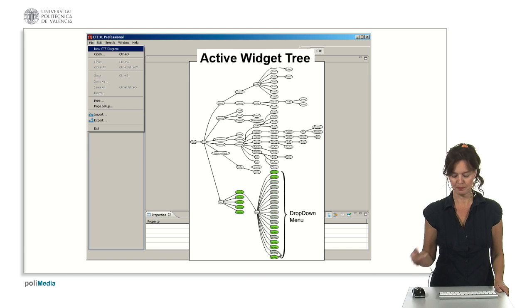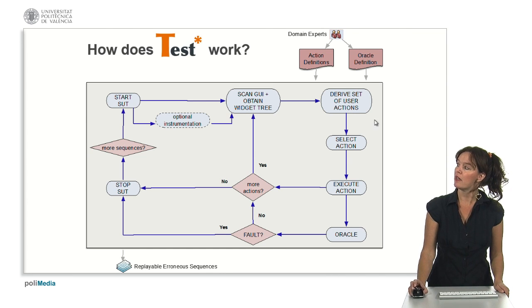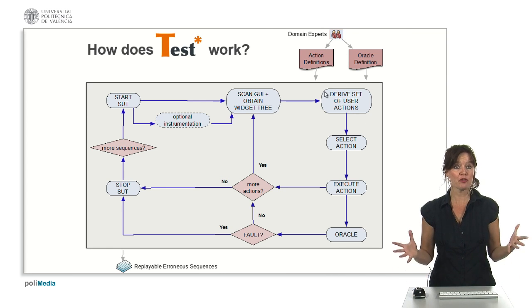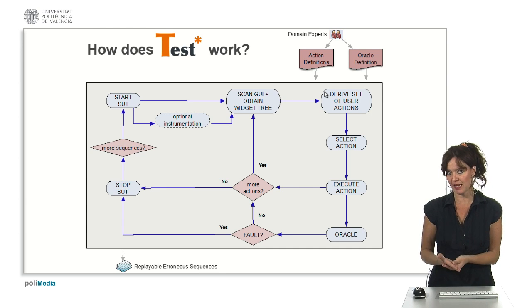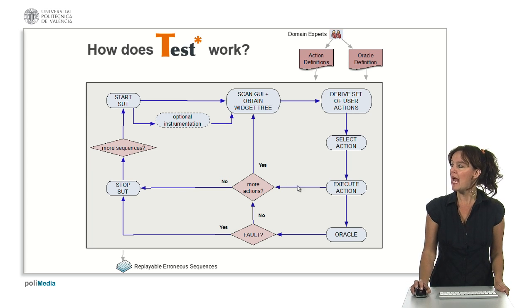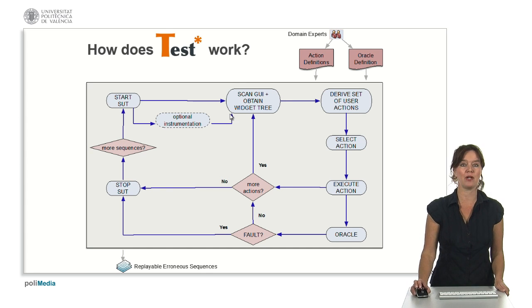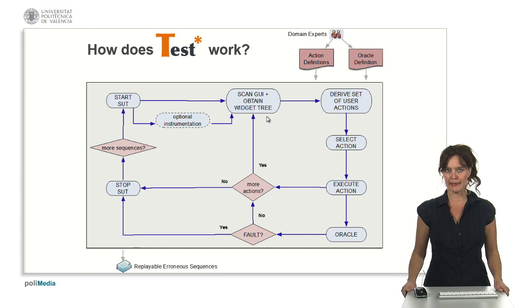That we can select. So going back to how it works, we were here, we have a set of user actions that are green that the user can do at the specific state of the user interface, and we select one. Then we execute the action and we can go on, scan again the state, derive a set of user actions, select one, execute, and so on. So this is all automatic.